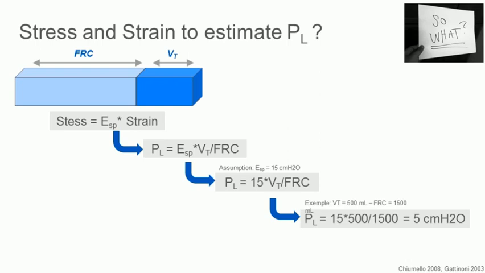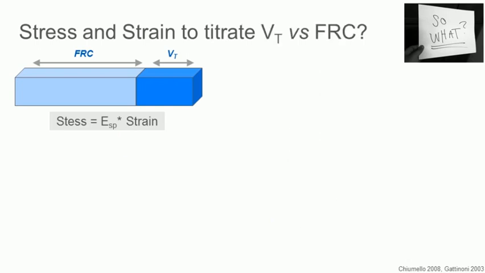What does that mean? It means that you don't need an esophageal catheter to get access to the transpulmonary pressure. Again, it's an estimation. It probably needs some kind of clinical validation, but at least the rationale sounds good. It can also help to titrate the tidal volume according to the FRC.